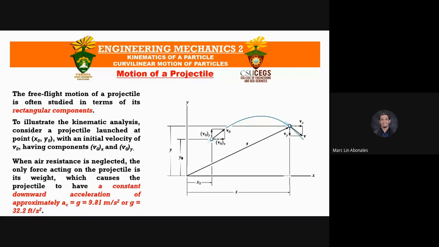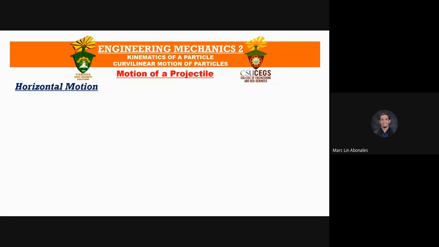So for projectile motion, again, this is gravity. That is the constant acceleration that acts during the motion of the particle that is thrown into the air and forms a curved path. And in projectile motion, since we discuss rectangular components, we can divide it into two motions: the horizontal and the vertical.